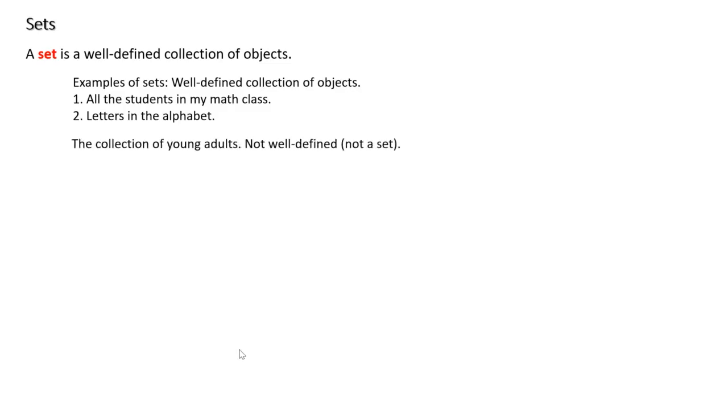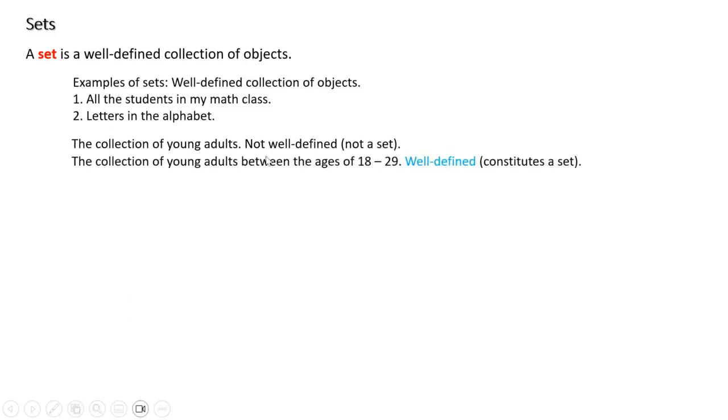Now this one here, guys, the collection of young adults is not well-defined. Why? Because what's considered young adults? So that's not a set. But let's rewrite it so it can become a set. The collection of young adults between the ages of 18 and 29. Now this is well-defined, right? Because from the ages of 18 to 29 is what we consider young adult. So now this is a set.